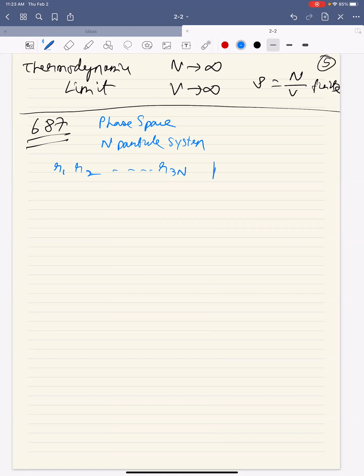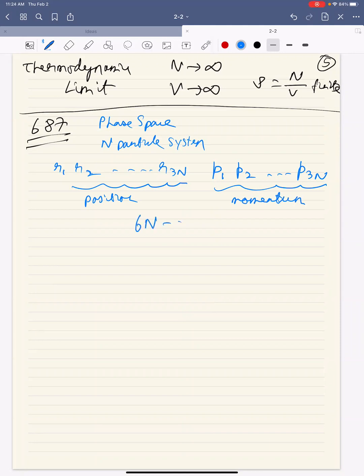Similarly, you are going to have momentum for each particle, and P is not to be confused with pressure. I mean, it will happen, but it will be clear from the context. The reason it will be clear is because it's very rare that for pressure, I will put a subscript. For momentum, I will almost always have a subscript. So P1, P2 till P3n. So these are position coordinates, and these are our momentum coordinates. And together, we have a 6n dimensional vector.